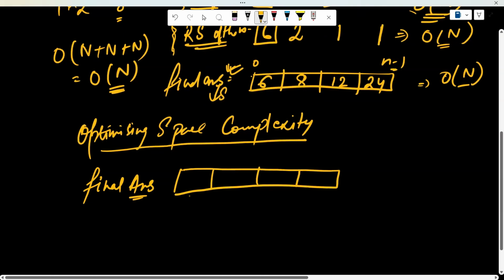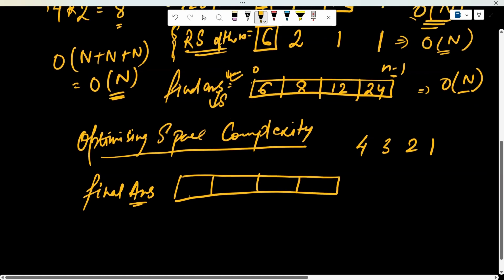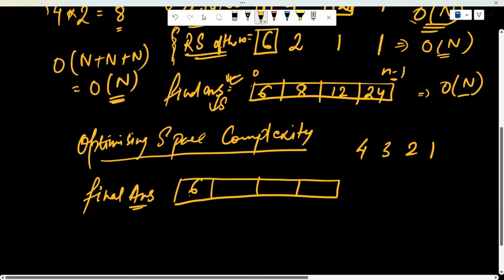Now suppose given numbers 4, 3, 2, 1. Now, if we store the product of the numbers on the right side, or the product of the numbers on the left side, let's suppose we store the right side product of this number in the answer array itself. So our values will be 6, 2, 1, 1. From this, can we modify this array to store the final result in this only?